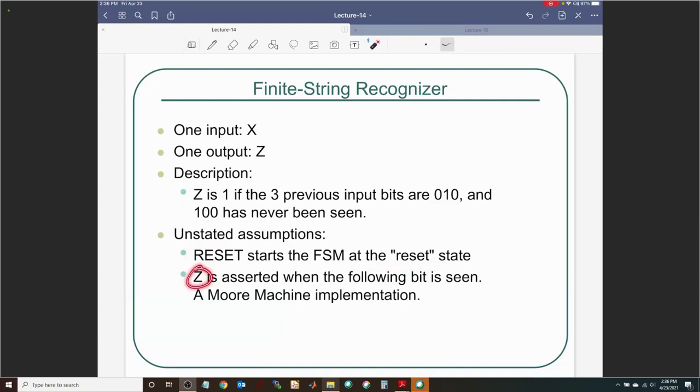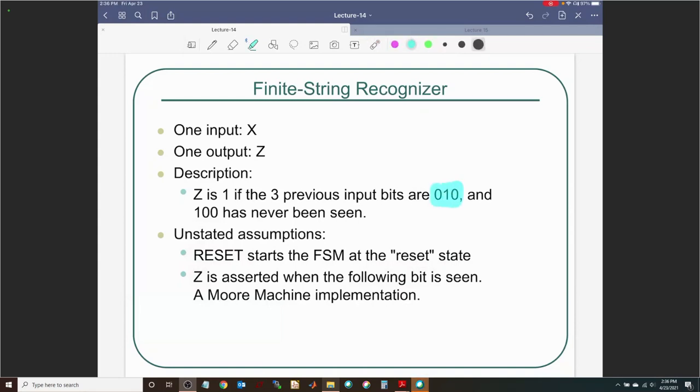Output Z is asserted after the last input bit on input X is seen, which means that I want this particular finite state machine to be a Moore machine. So it is changing when the output of the flip-flop changes. So those are certain assumptions that I have made. And as we go through, we will see if we need to make more assumptions. But the key point here is this.